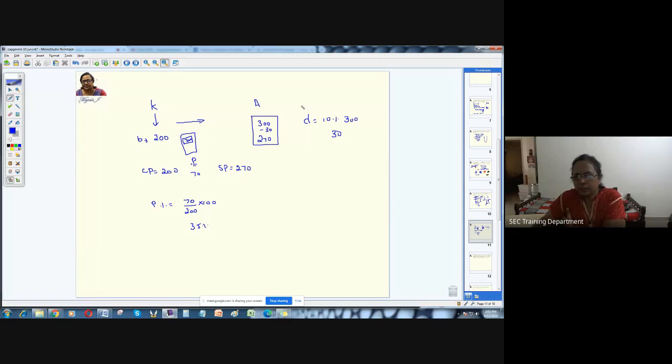Irrespective of what you manipulate here, what should finally come to the shopkeeper? His ultimate aim is to get some amount from him as a profit. How much is that? 70. So the 270 becomes the selling price. The actual money transaction is what is called the selling price.